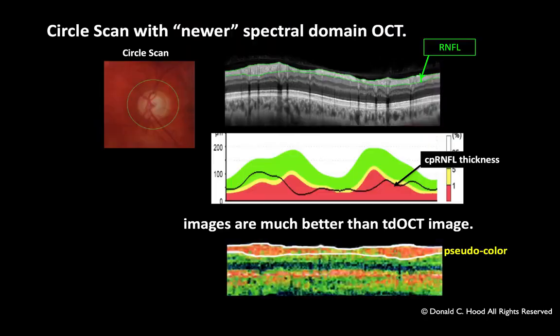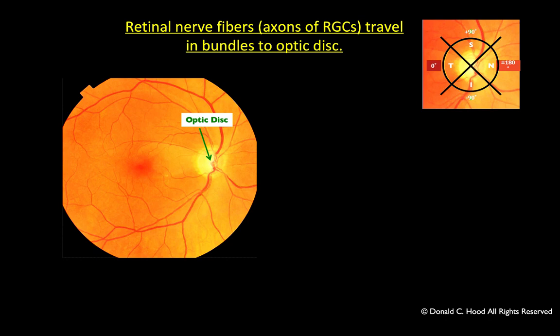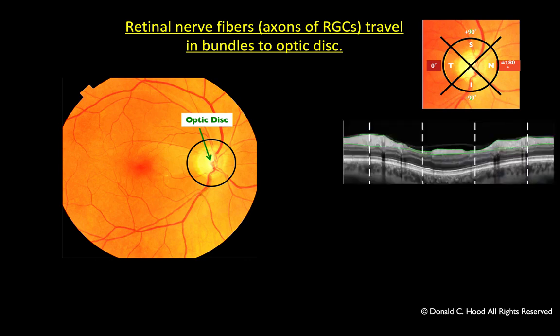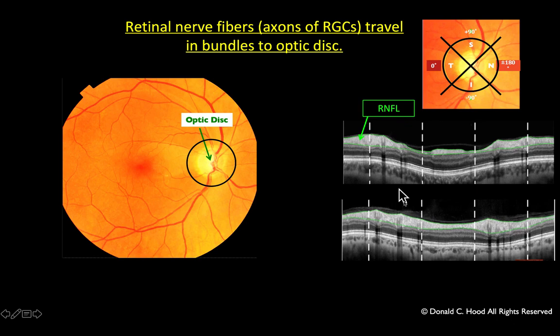Okay, so let's take this example. Here's an eye. You can actually see the defects on this eye, on the fundus photo. Let's look at a circle scan from this eye. Here it is. This is a circle scan. This is retinal nerve fiber layer again. This is what a healthy one would look like. So you can actually see the defects here.